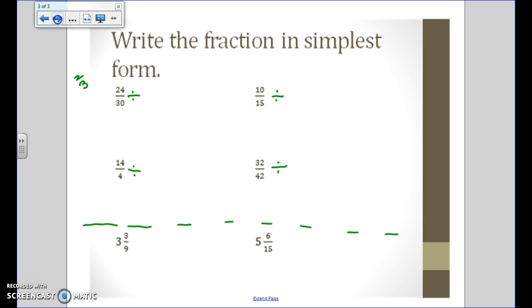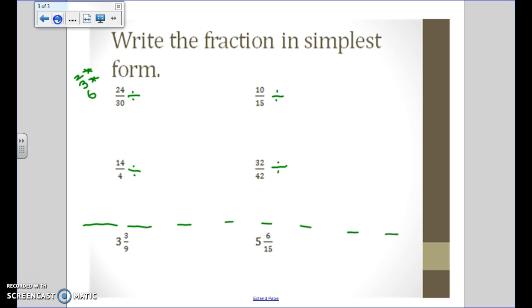I see that if it follows the rule for 2 and it follows the rule for 3, then I know the rule for 6 would work. It is even and the sums are divisible by 3. So I could choose the number 6 to divide the top and the bottom by. 7 is not going to go into 24 or 30.